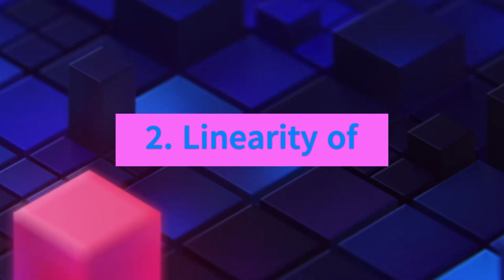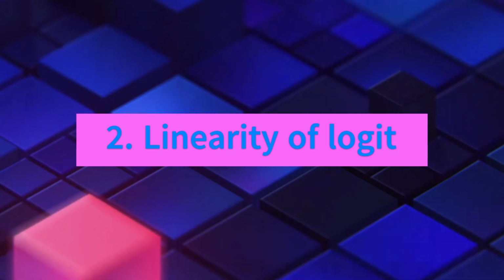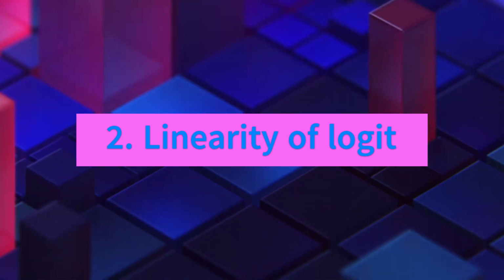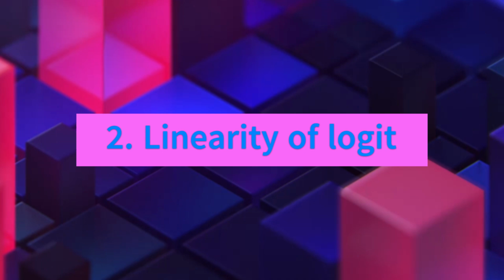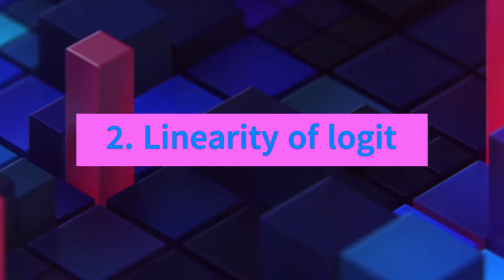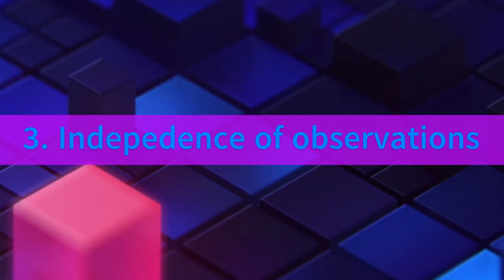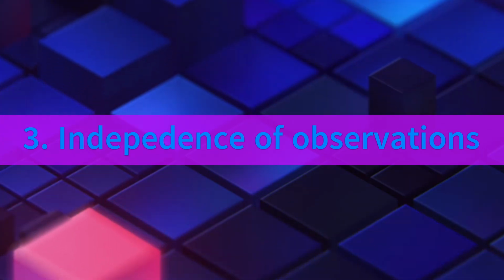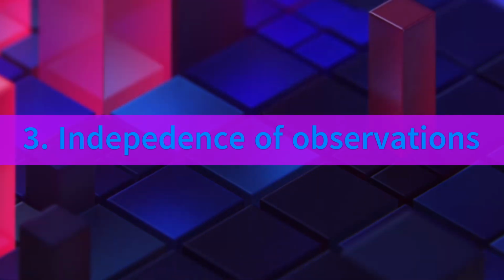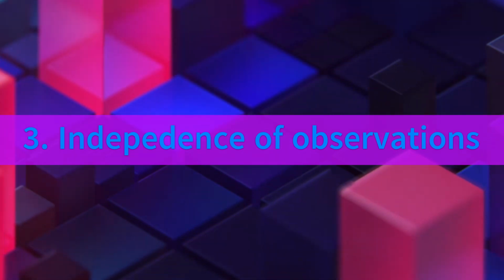Number 2, the linearity of the log of odds. The relationship between the independent variables and the log of odds, which is the logit, of the dependent variable must be linear. This is different from the linearity assumption in linear regression. Number 3, we have independence of observations. The observations should be independent of each other. This assumption implies that each observation in the dataset does not influence the others.